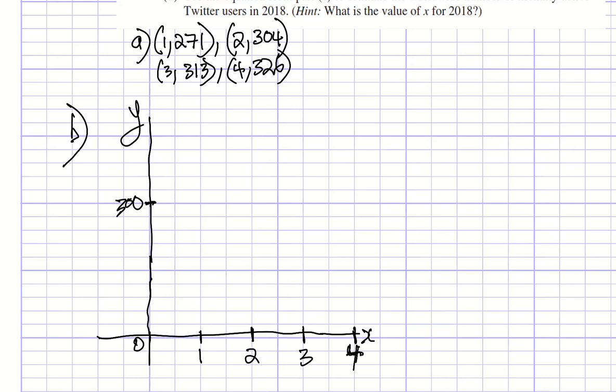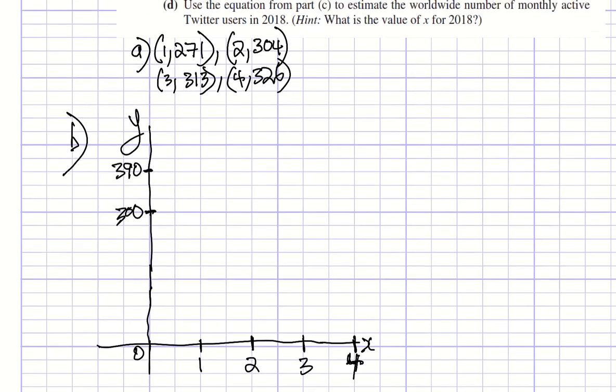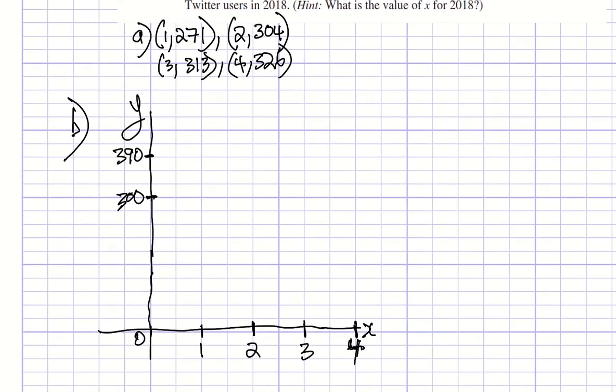Over here, 1, 2, 3, would be 390, because each unit is 30. Now, this is good. So let's plot the points. You have 1 goes with 270. Remember, each unit is 30. So we got 1, 2, 3, 4, 5, 6, 7, 8, 9. It will be over here.